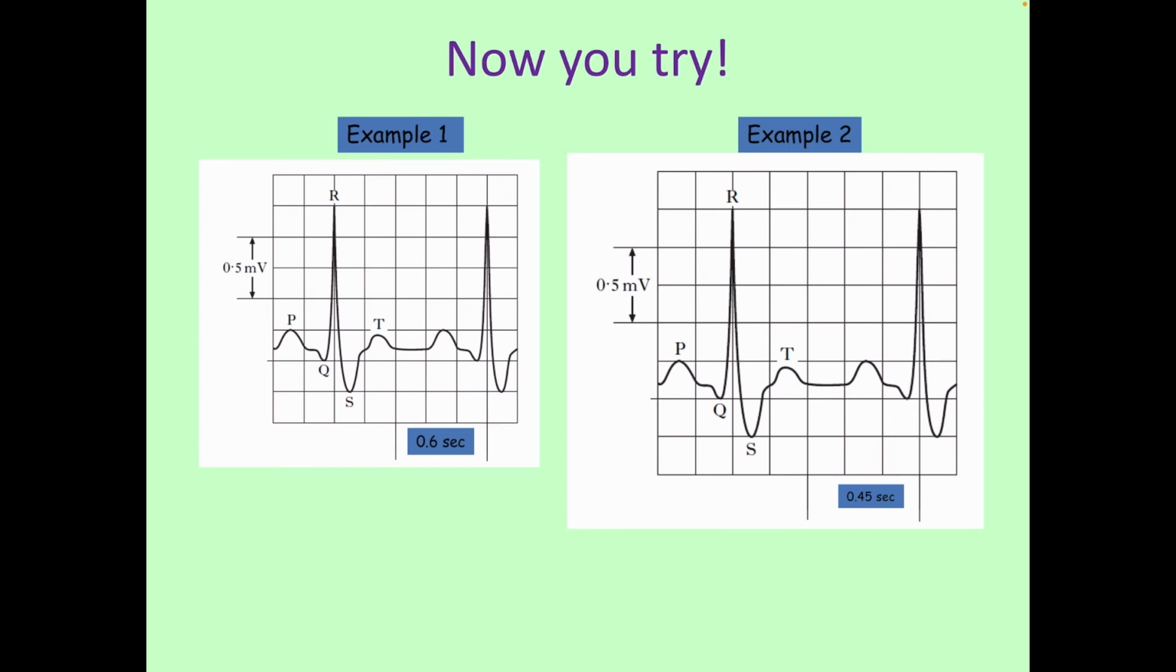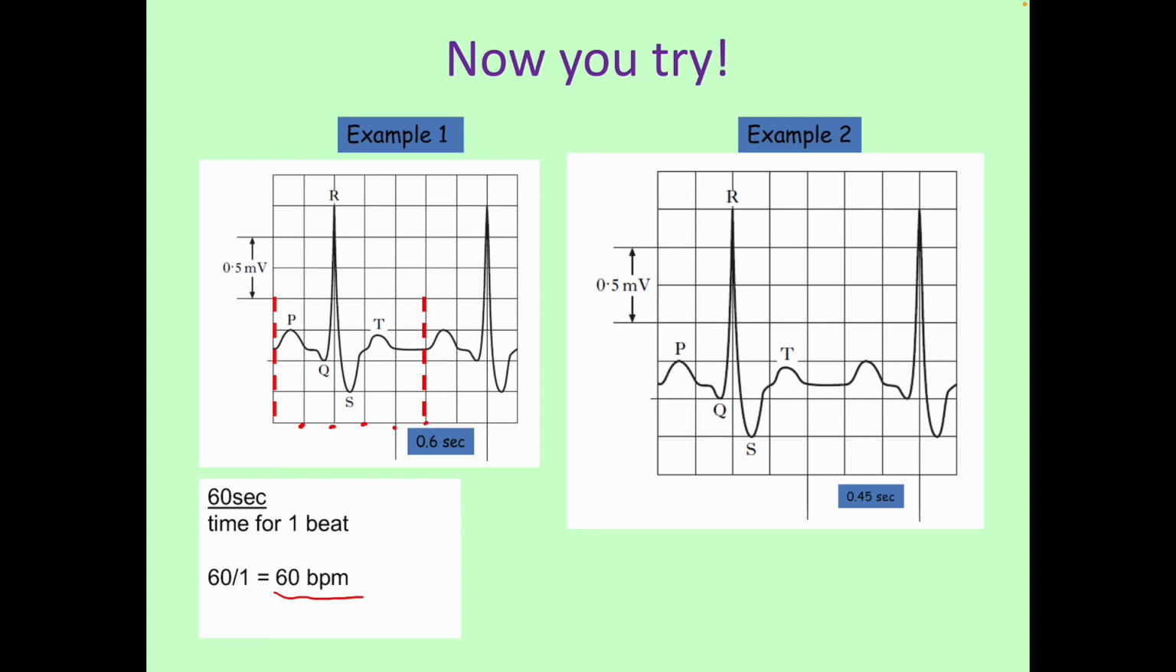Okay, so on example 1, we're going to mark out the time for one cardiac cycle. So our first line we're going to put here, and then our second line goes here. So this is one complete cardiac cycle. Now this scale has got 3 boxes for 0.6 seconds. So that means each box is worth 0.2 of a second. So we've got 0.2, 0.4, 0.6, 0.8, 1. So 1 second is the time for one cardiac cycle. So we do our little formula, 60 divided by 1, and we get the answer 60 beats per minute for this heart rate.